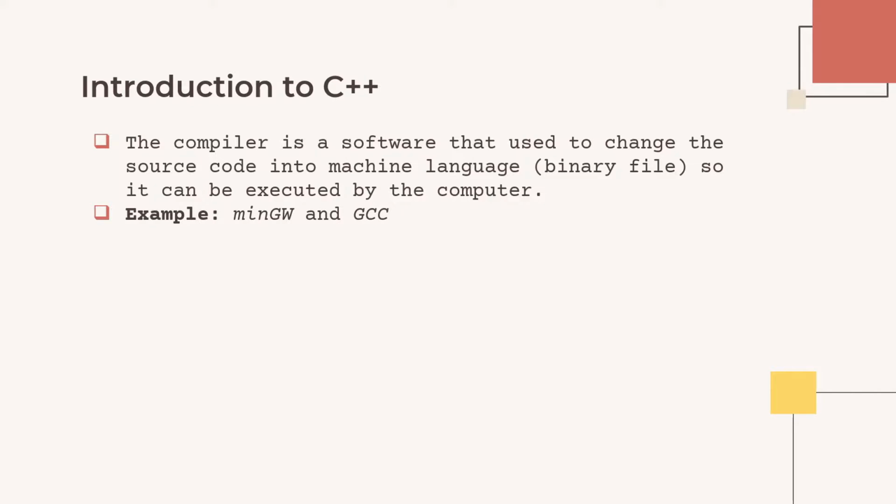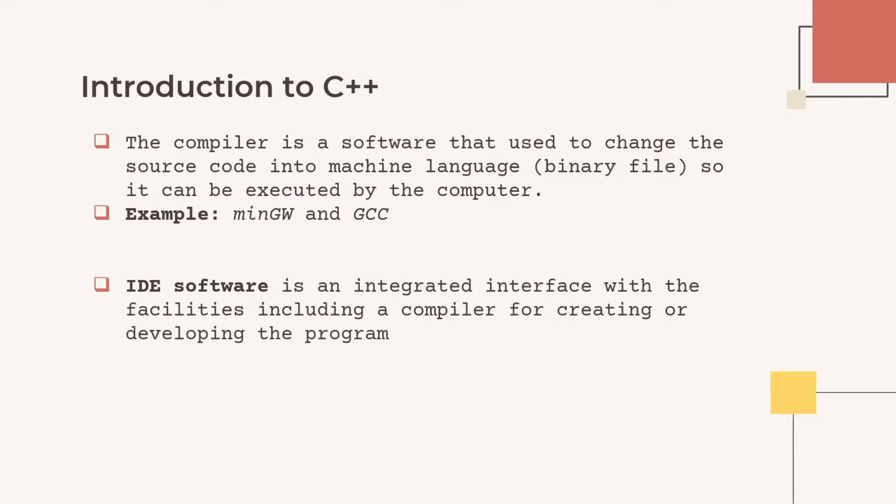This compiler usually has been packaged or bundled with its IDE software. IDE, or Integrated Development Environment, software is an integrated interface with facilities, including a compiler, for creating or developing a program. The popular and open source C or C++ IDE software are CodeBlocks, Dev-C++, and Sublime.